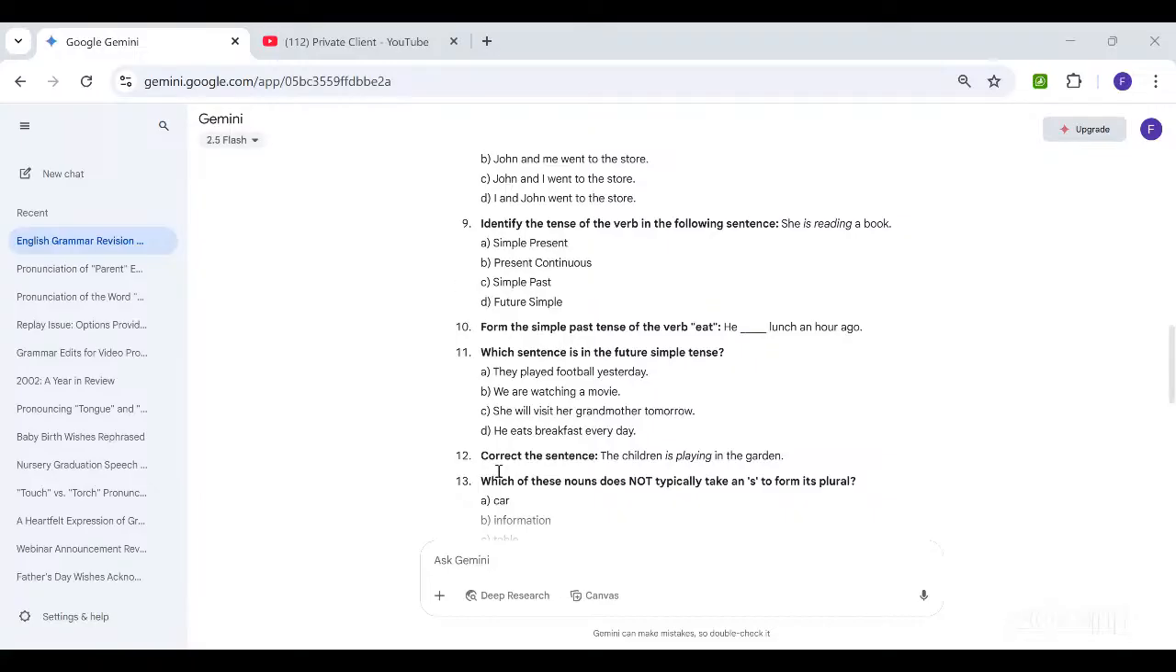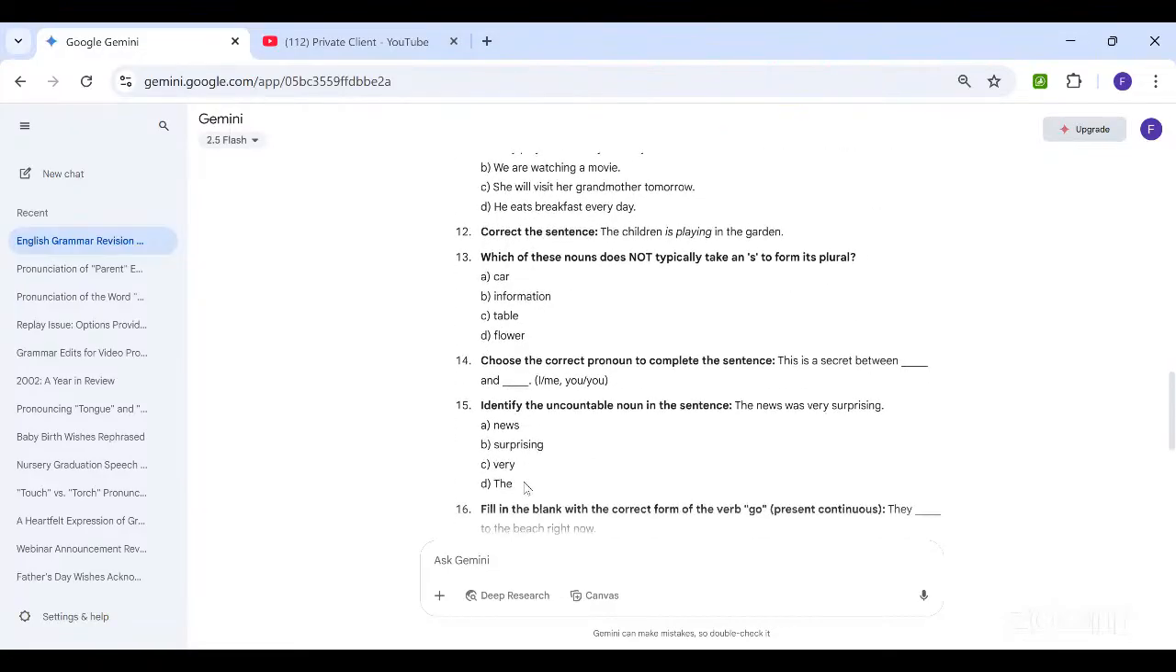Very well. Number 13. Which of these nouns does not typically take an S to form its plural? Car, information, table, flower. Information. Choose the correct pronoun to complete the sentence. This is a secret between dash and dash. So is it between I and me, or is it between you and you? Is it between I and you, sorry, or between me and you?